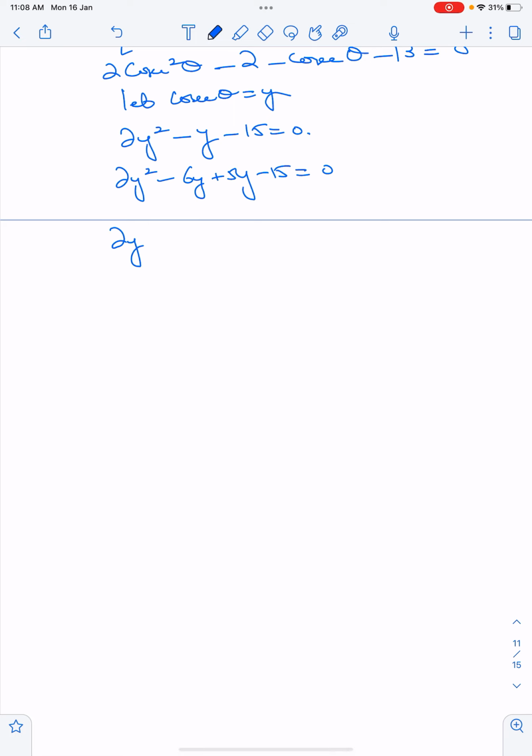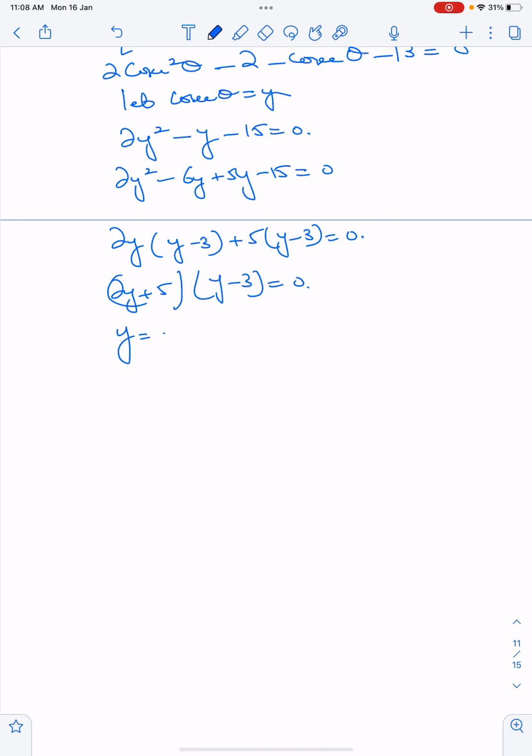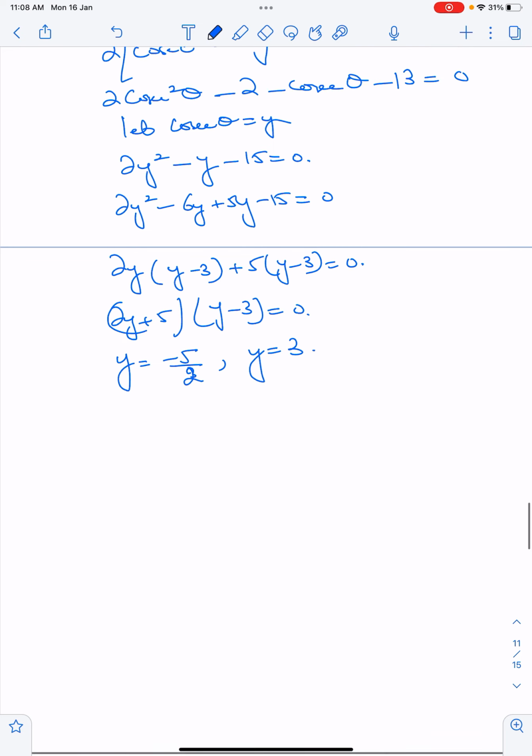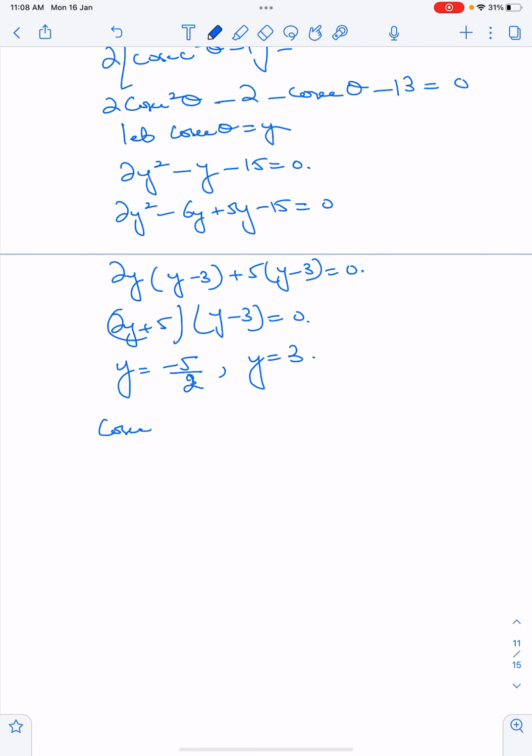Take out 2y as common, so I will be left with y minus 3 here. If I take out 5 as common, I will be left with y minus 3 here. So the first bracket is 2y plus 5 and the other one is y minus 3 equals to 0. So one answer is going to be negative 5 upon 2 and the other answer is going to be y equals to 3. Okay, what is y? Y is cosec. So cosec theta equals to negative 5 upon 2.